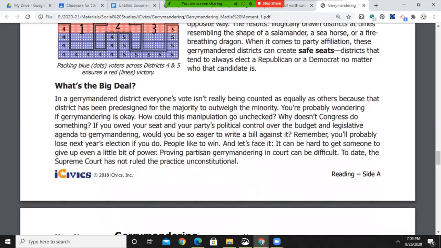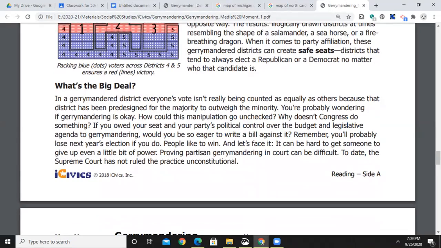In a gerrymandered district, everyone's vote isn't really being counted as equally as others because that district has been pre-designed for the majority to outweigh the minority. You're probably wondering if gerrymandering is okay. How could this manipulation go unchecked?